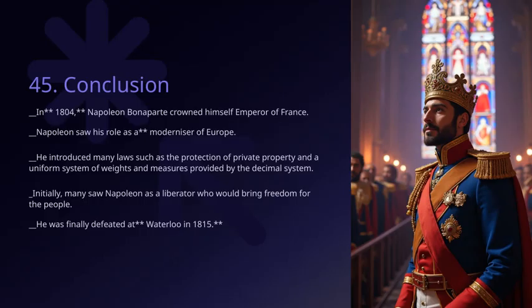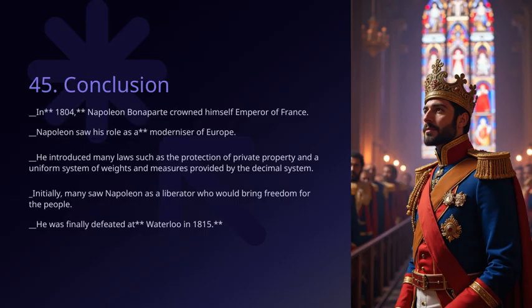So, in 1804, Napoleon Bonaparte took a monumental step by crowning himself Emperor of France, marking a new chapter in French history. He saw himself as a modernizer of Europe, aiming to bring order and reform across the continent. To do that, he introduced many important laws, for example, protecting private property, which was crucial for economic stability, and establishing a uniform system of weights and measures based on the decimal system, making trade and communication much easier.